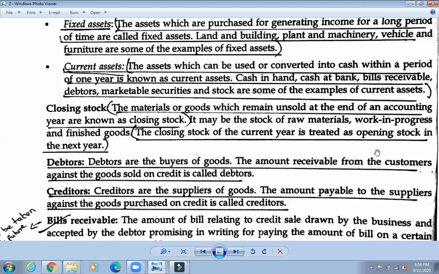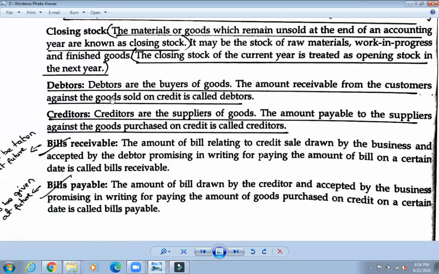Suppose your account book is not sold this year and can be sold the next year, then this year's closing stock is 5 books left over, and next year that same 5 books you can write down as opening stock. Okay, you took it from that stock. So the next one is debtor.